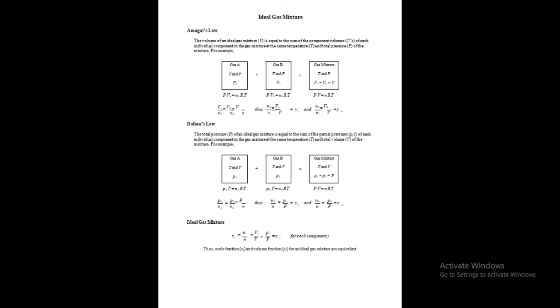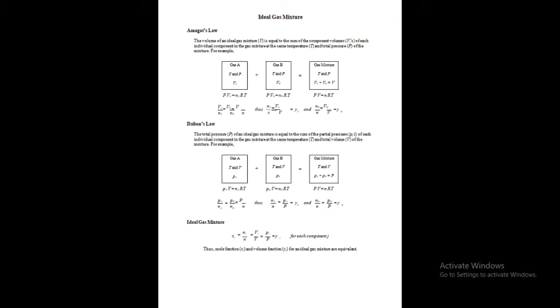Similarly, for the B component, NB by N is equal to PB by P is equal to YB. Suppose you have any other component, for example a gas C component, the final expression is NC by N is equal to PC by P is equal to YC. If you have any other component gas D, ND by N is equal to PD by P is equal to YD. Like this, it goes on.